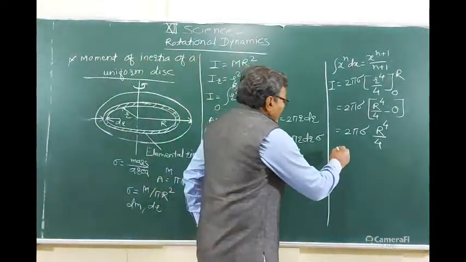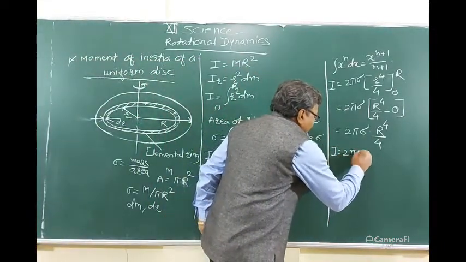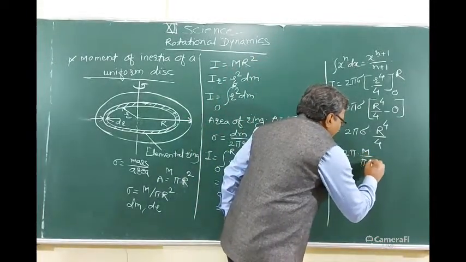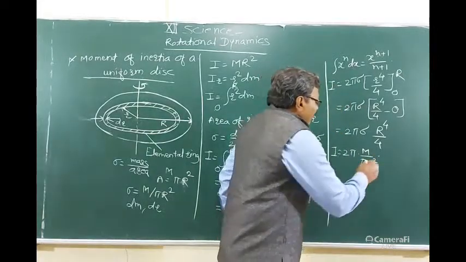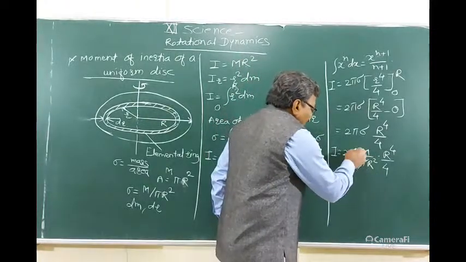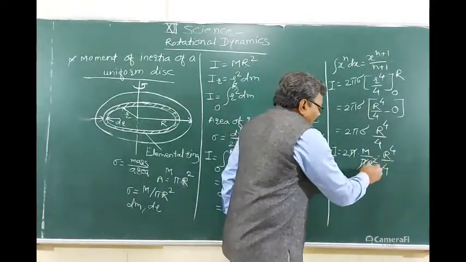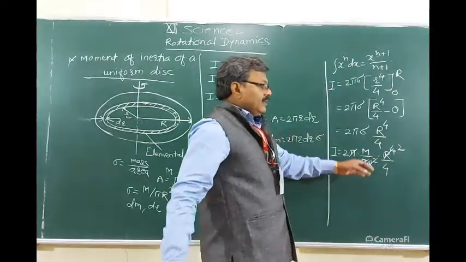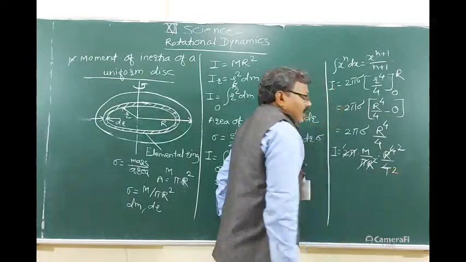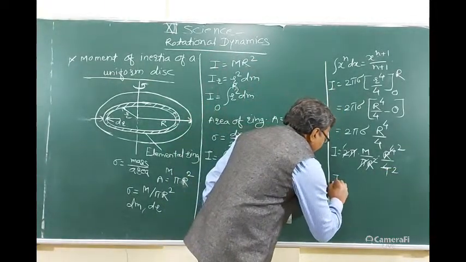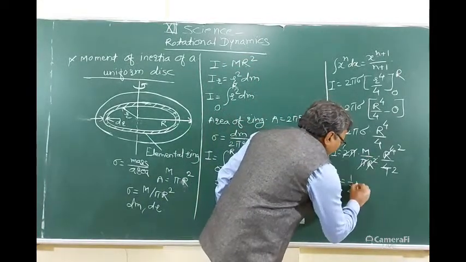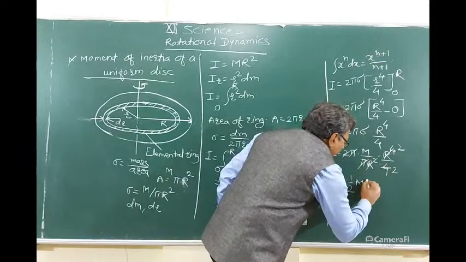By substituting this value, I is equal to 2 pi into m upon pi r square into r raised to 4 upon 4. Now by cancelling the pi and also r square, there is an r square only. Now 2 ones are 2, 2 twos are 4. From this we get I is equal to 1 half into m into r square.